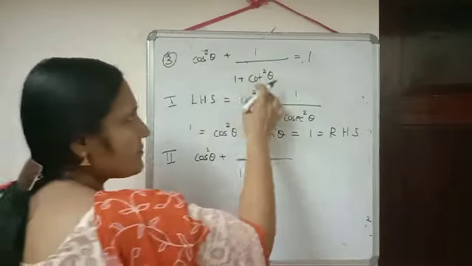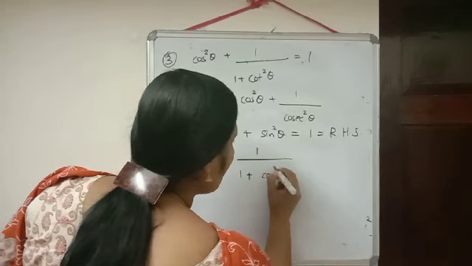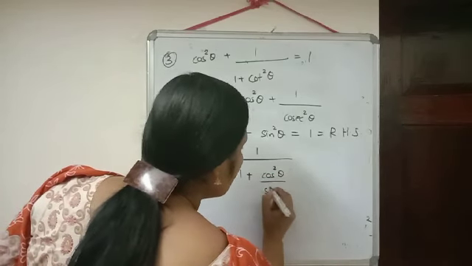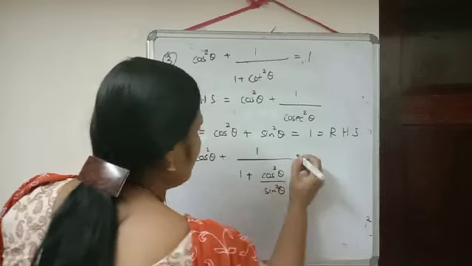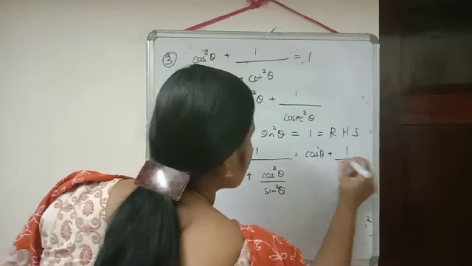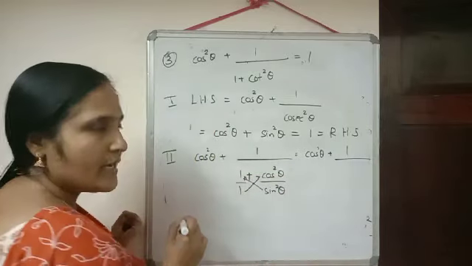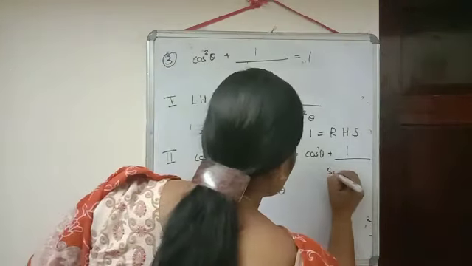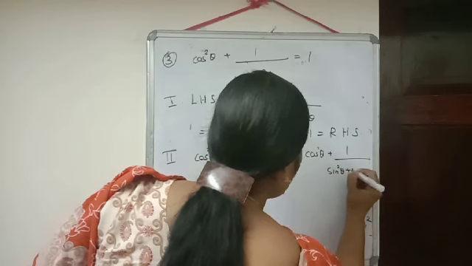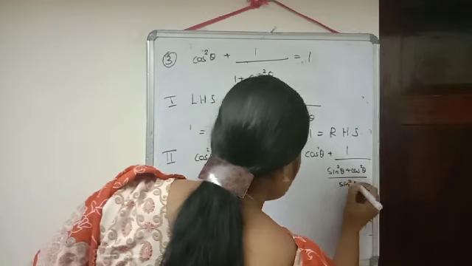Like here, cot square theta can be written as cos square theta by sine square theta. After that, cos square theta we will write as it is, plus 1 by... here we will do the cross multiplication, then it will come (sine square theta plus cos square theta) by sine square theta.